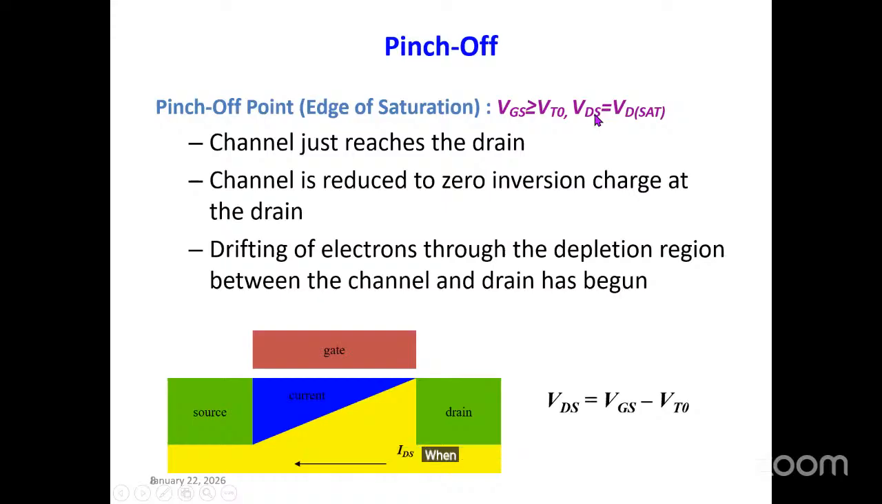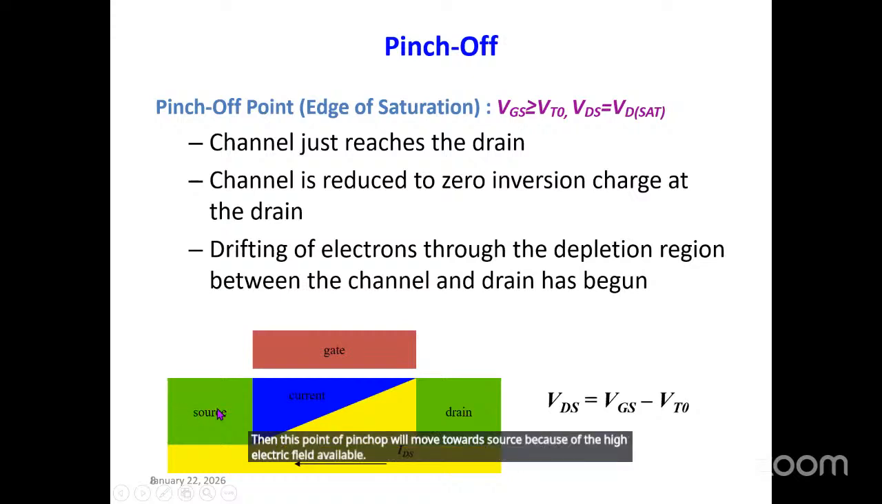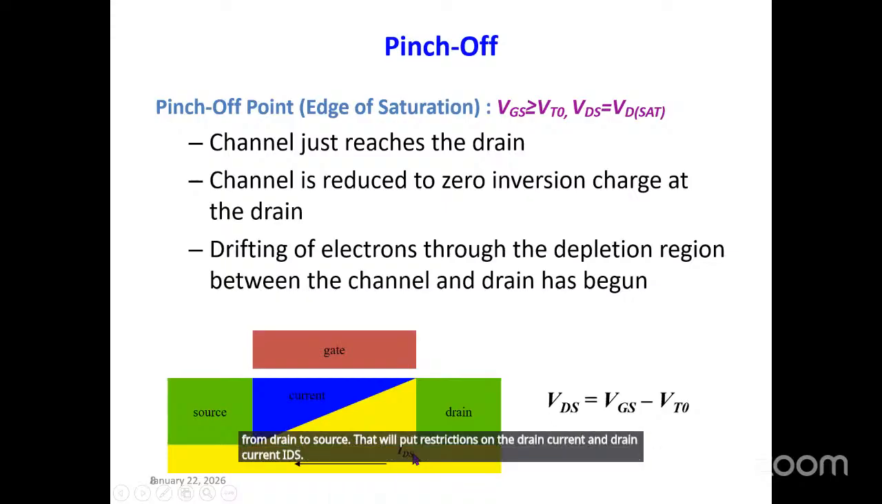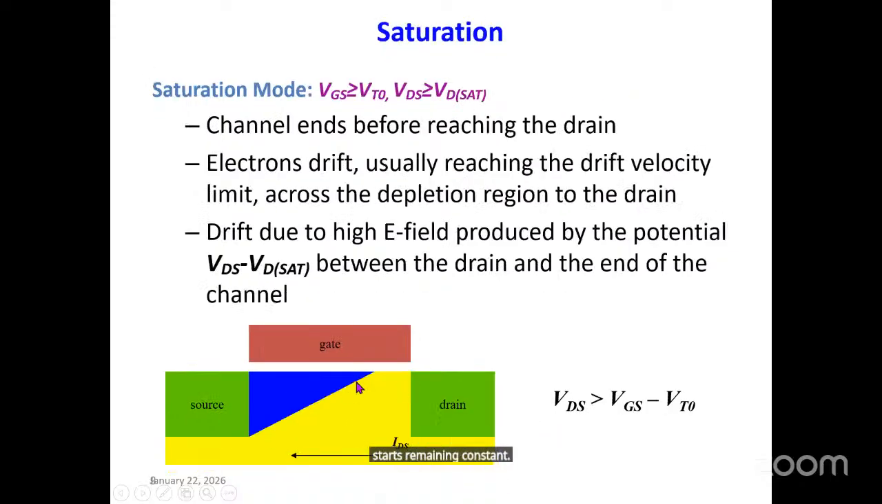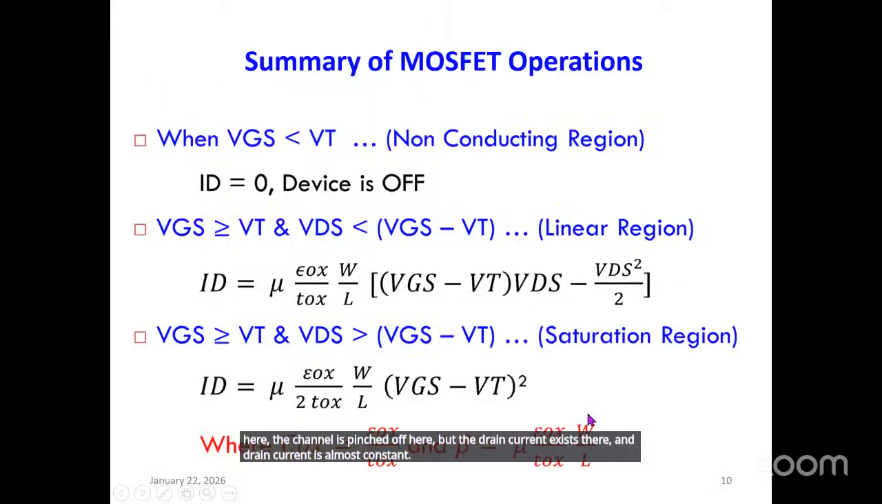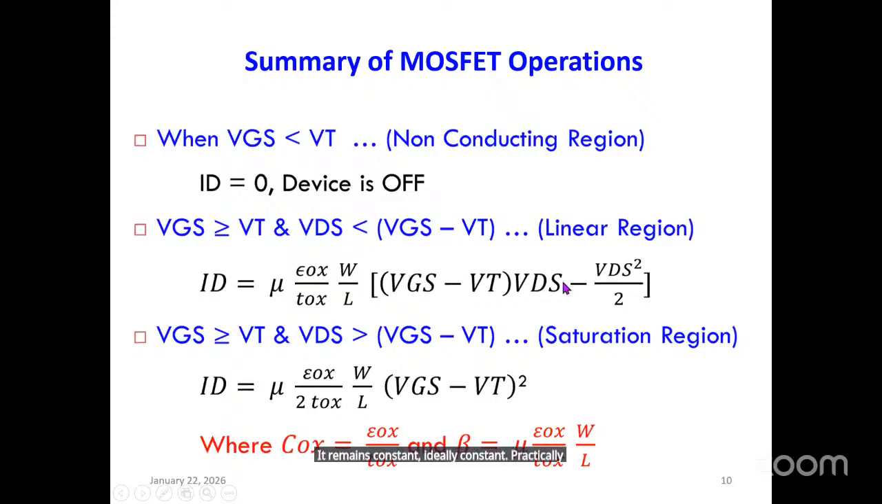When we increase the value of VDS beyond the value of VDSAT, then this point of pinch off will move towards source because of the high electric field available from drain to source. That will put restrictions on the drain current, and drain current IDS starts remaining constant. That is mentioned here. See, this is the condition here. The channel is pinched off here, but the drain current exists there, and drain current is almost constant, ideally constant. Practically, some inclination is there, some incremental change in the current is there with respect to VDS.